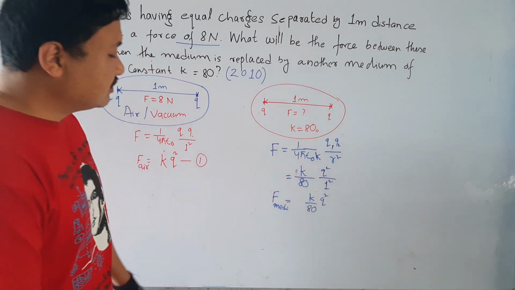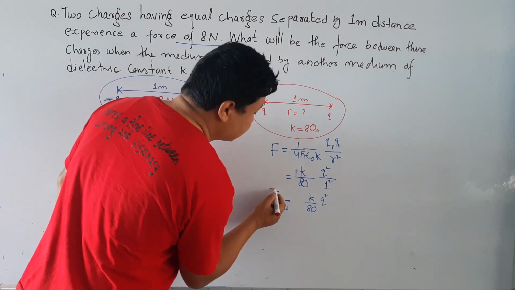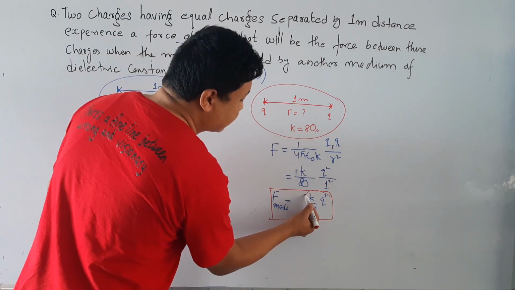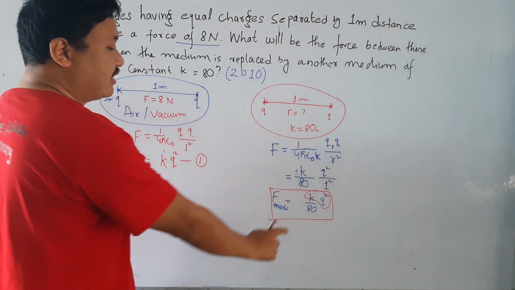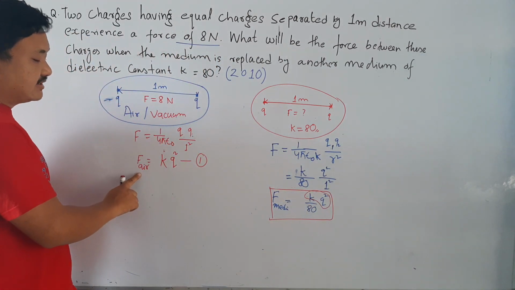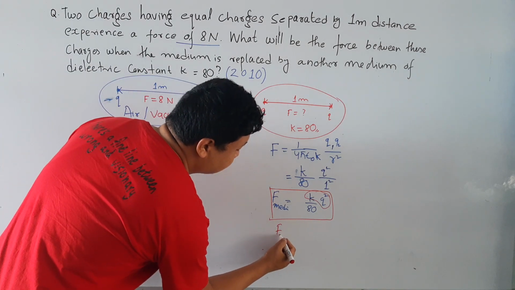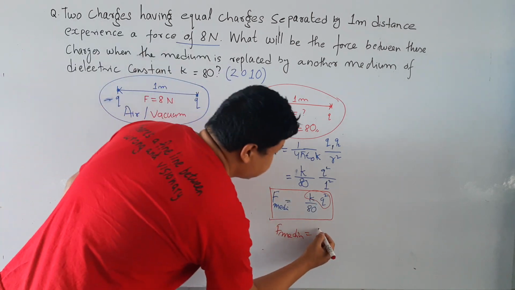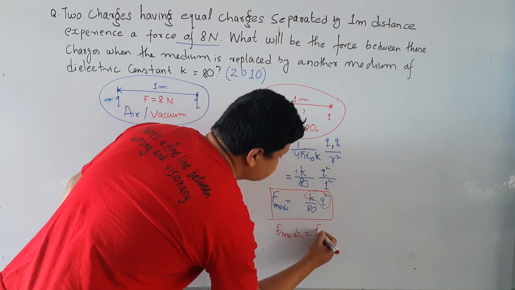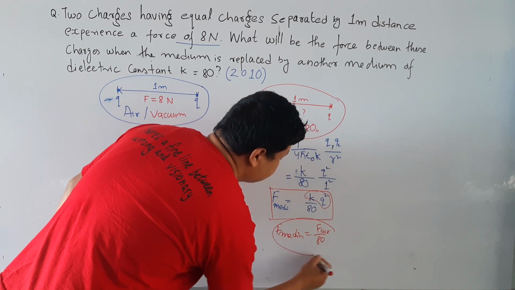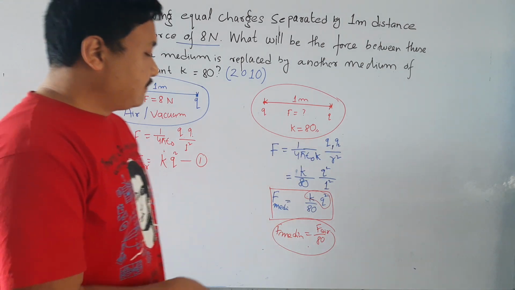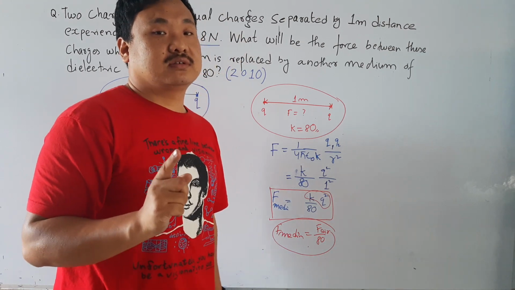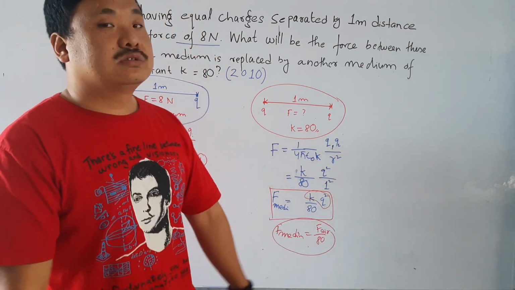Now how much will be the force in the medium? In the second medium, this much is the force. But if you see here, there is K Q square. Now how much is the K Q square from this? It is F of air. So F of medium is equal to K Q square, which is 1 by 80 of F air. So this is the force in the medium. It means that the force in this medium is reduced by 80 times.